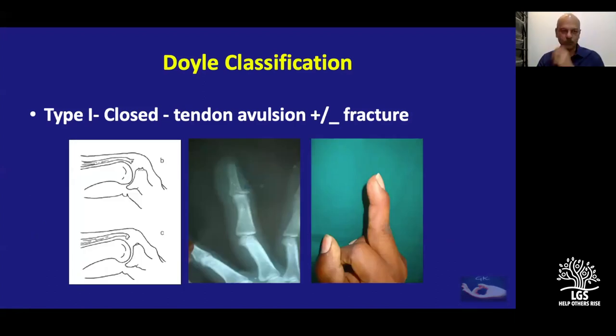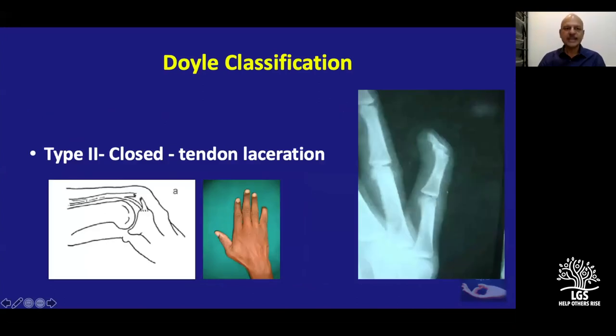Now this is a type 1. Type 1 closed with tendon avulsion. You can make out here that the tendon has come out from the insertion, that is the base of the terminal phalanx, with either no bone or just a small bony chip like this. So this is a type 1 injury. This is a type 2 Doyle classification, which is a closed tendon laceration. This can also occur. The tendon gets lacerated inside and you cannot make out anything on the x-ray.